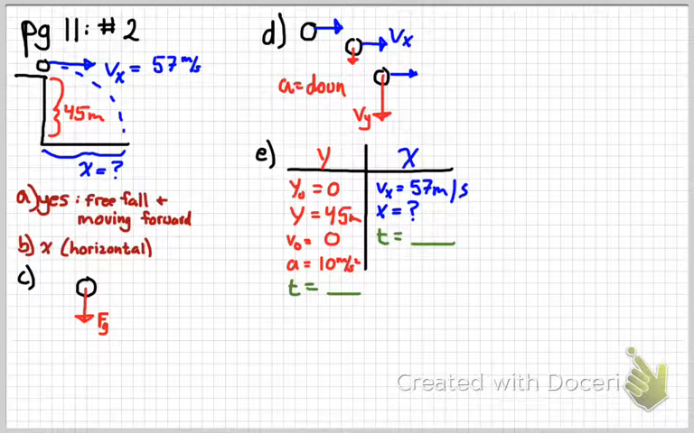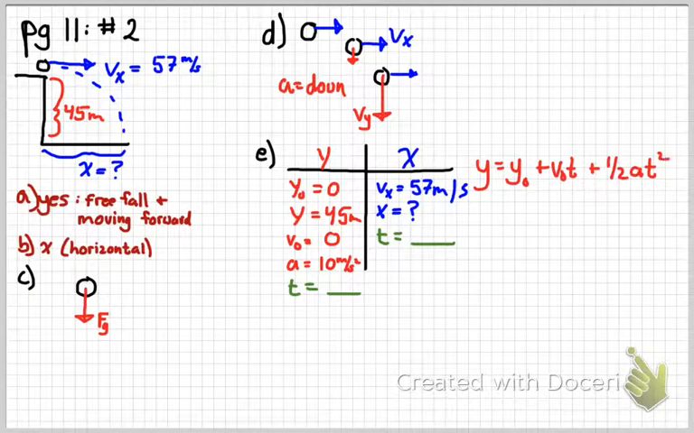So in part E, it wants me to figure out the time first. Since I've got more information on the y side, there's no question marks over there, I'm going to use the y side to figure out the time. And the equation that we use in the y direction is the y equals y0 plus v0t plus 1/2 at squared equation. Just put in y's instead of x's. Remember, they both mean position.